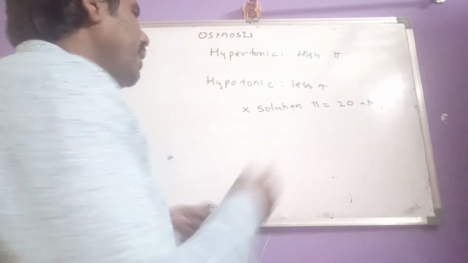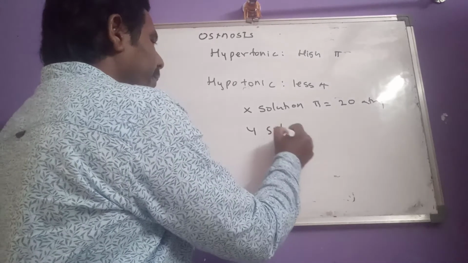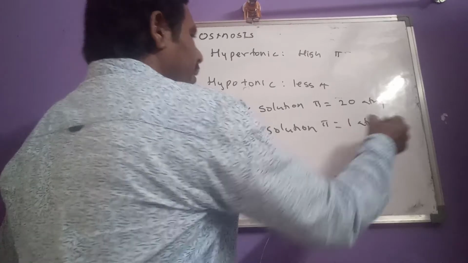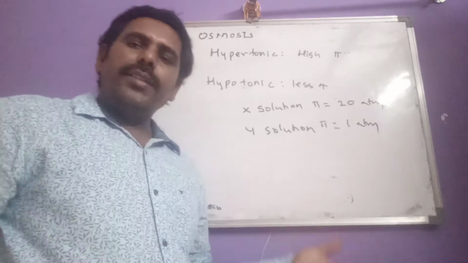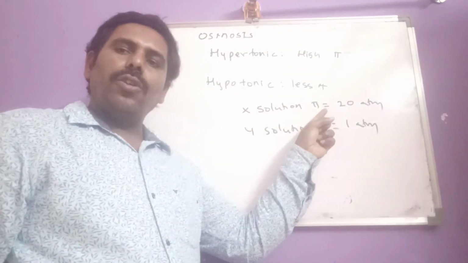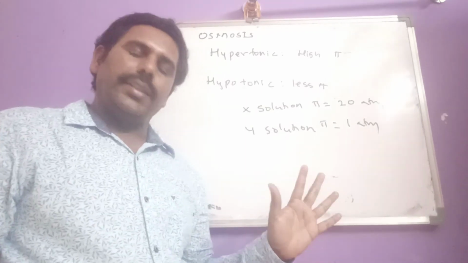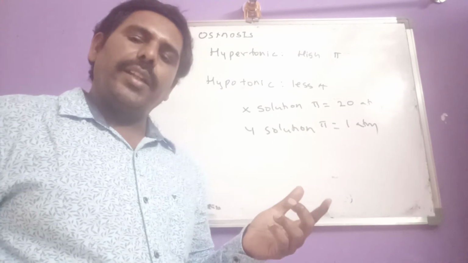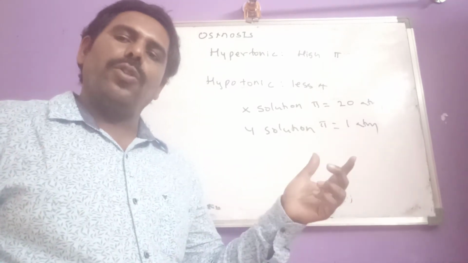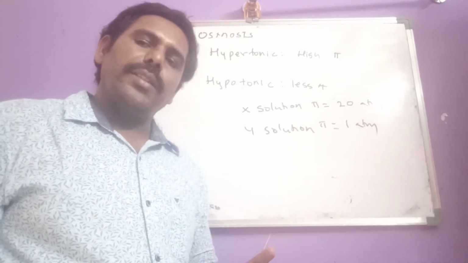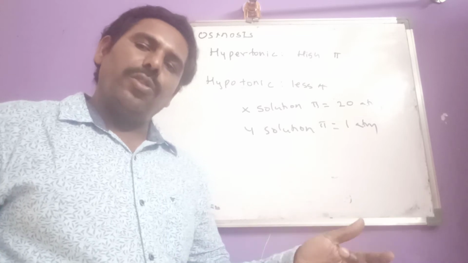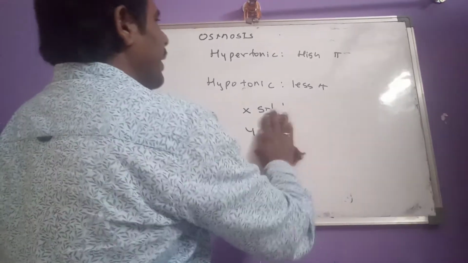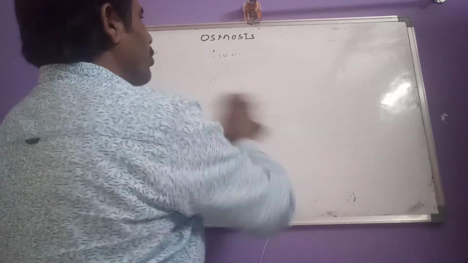Now here, Y solution osmotic pressure is 1 atmosphere. Now we can easily say that X is hypertonic, Y is hypotonic. So in comparison, if high osmotic pressure is there, that is said to be hypertonic, and if less osmotic pressure is there, that is said to be hypotonic solution. Okay, these are regarding hypertonic and hypotonic solutions.